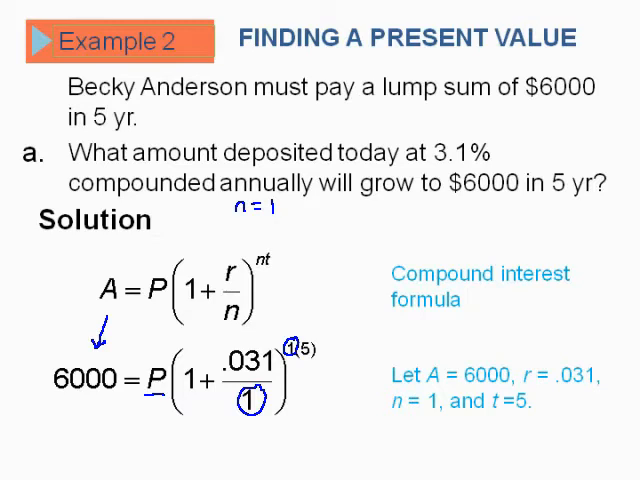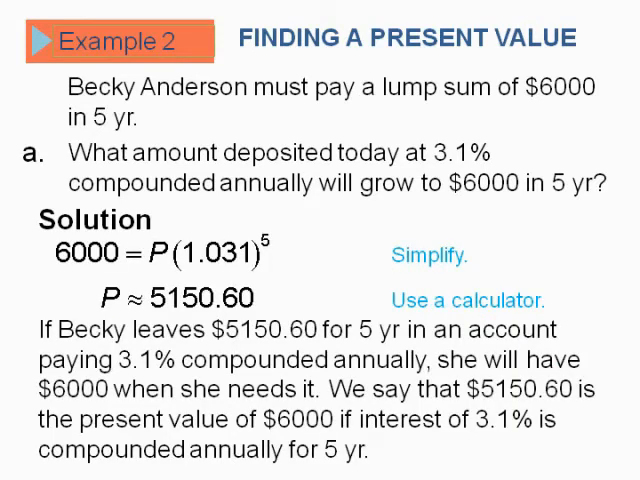All right, so this one's kind of nice because as we continue, we can say that 6,000 equals P times 1.031 to the 5th power. All right, now how are we going to do that? We're going to need our calculator here. To get P by itself, we would have to divide both sides by 1.031 raised to the 5th power. So you and your calculator must become one in this section.